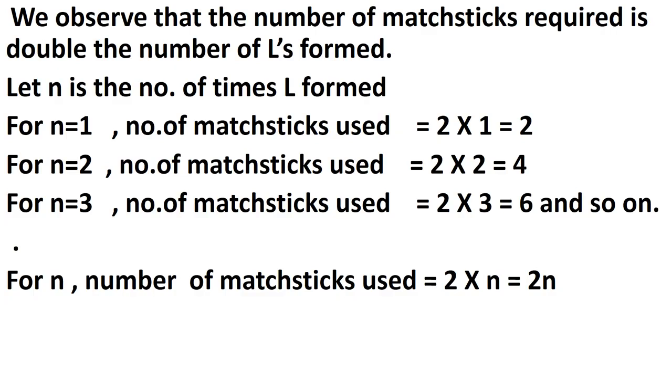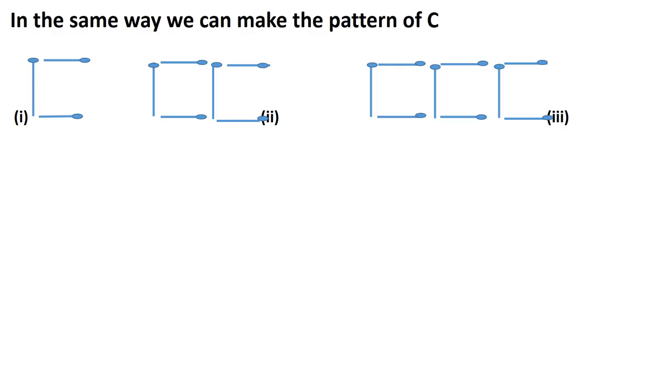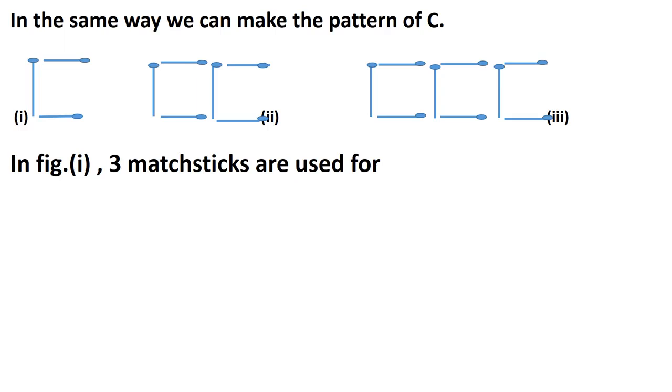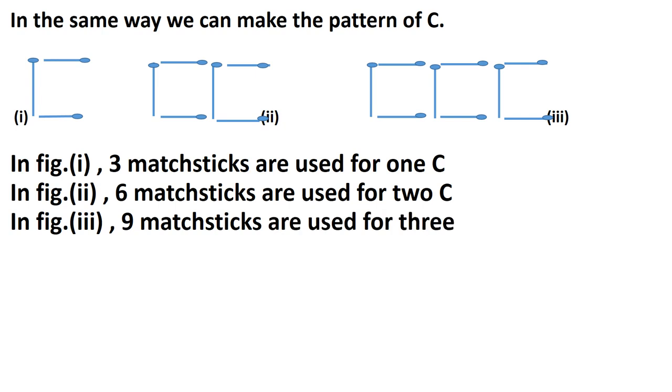It will be more clear to you if I give you one more example. See, this is the pattern of C. In the same way, we can make the pattern of C. In the first figure, I have made 1C. In the second figure, 2C. In the third figure, 3C. In figure 1, 3 matchsticks are used for 1C. In figure 2, 6 matchsticks are used for 2C. In figure 3, 9 matchsticks are used for 3C.